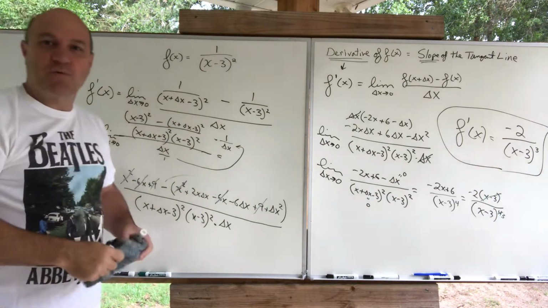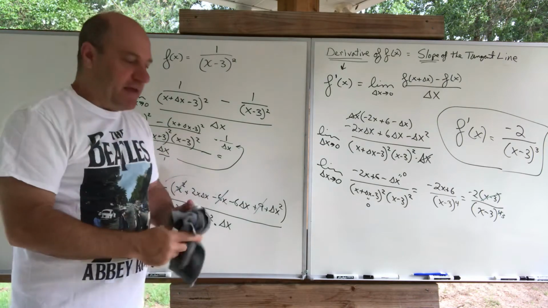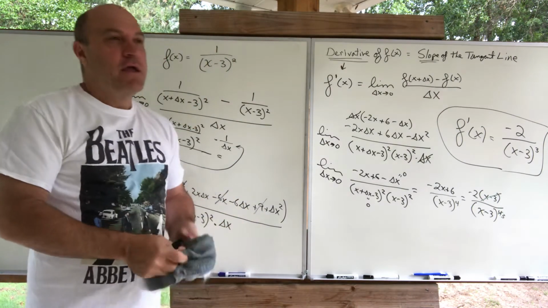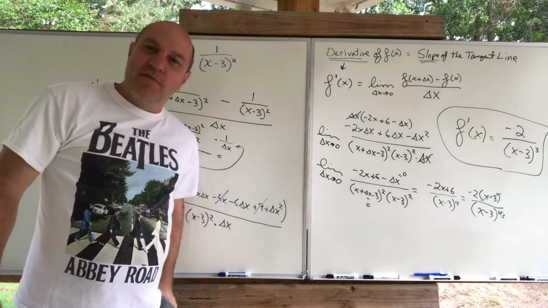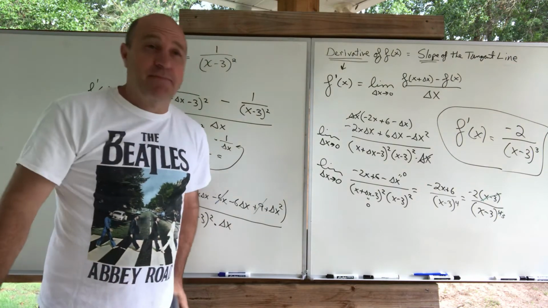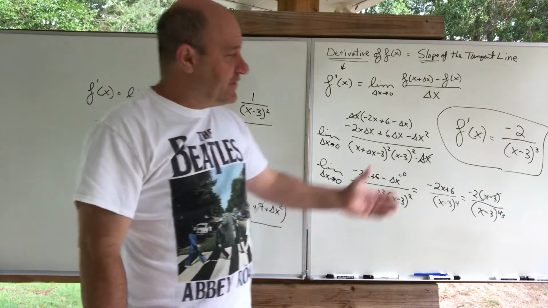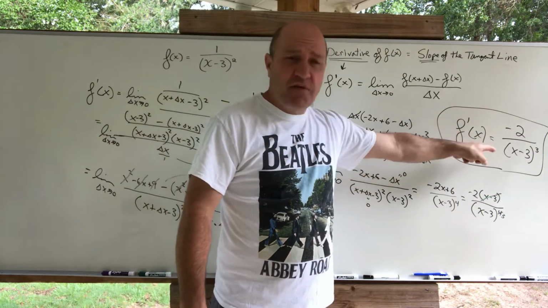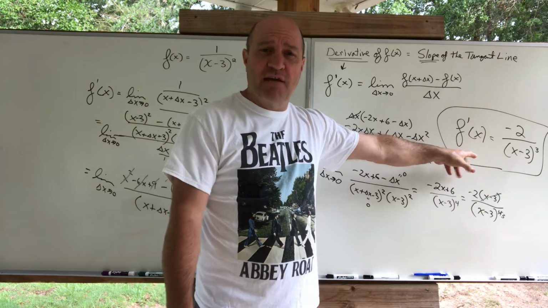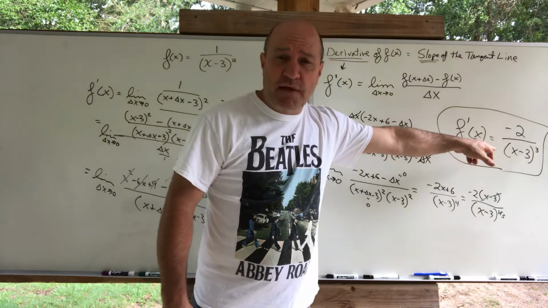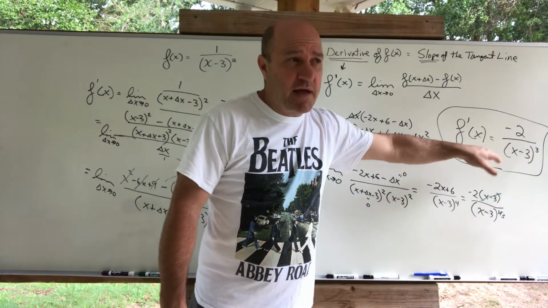Hey, that was a good one. I want to point out a couple things I haven't mentioned yet. The derivative sometimes is undefined or does not exist. Look at this derivative. It is undefined because you can't divide by 0 in mathematics. So it's undefined when x is 3.